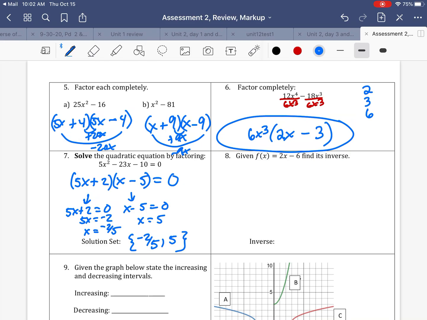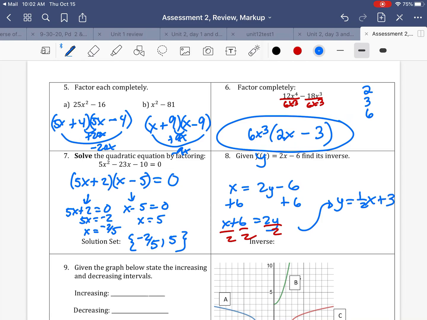All right, number 8, find your inverse. So remember, f of x is another thing for y. So if I'm going to find my inverse, I switch the letters. X equals 2y minus 6. And so I start solving, add 6. So I got x plus 6 equals 2y. Now I'm going to divide everything by 2 to get rid of that. So my final answer is y equals 1/2 x plus 3.